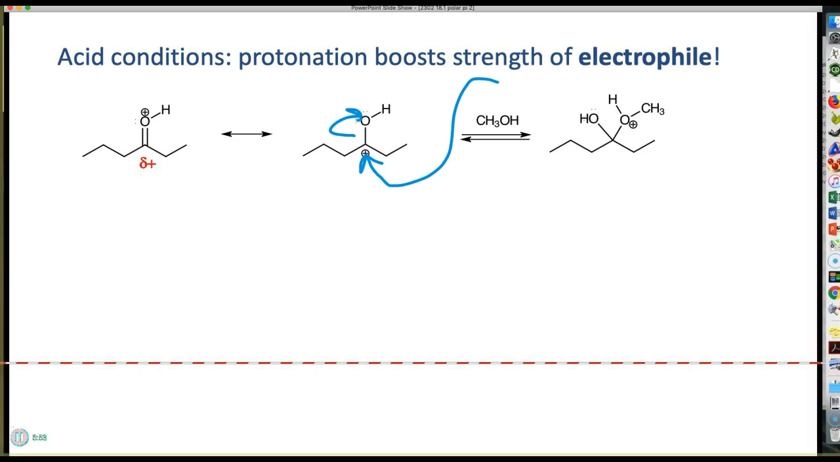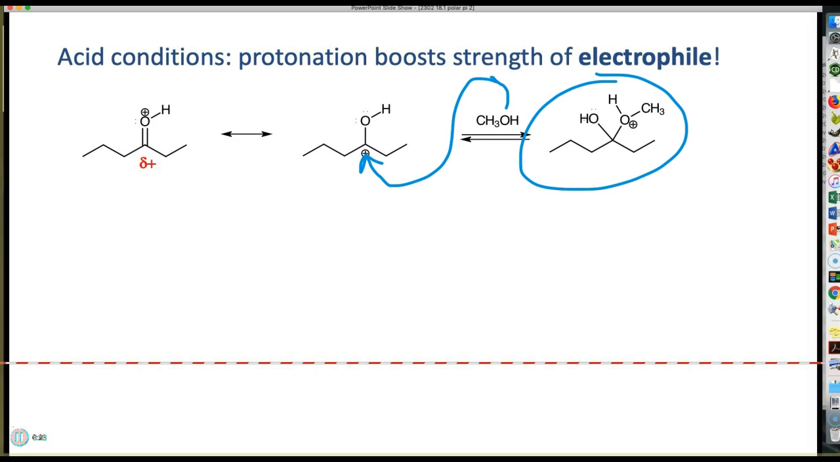I don't know why I showed that second arrow. That's all I need to show right here: this oxygen adding to that carbocation to give you this charged intermediate. So my electrophile, the carbon of the carbonyl, is made a lot more electrophilic just by protonation of the carbonyl.